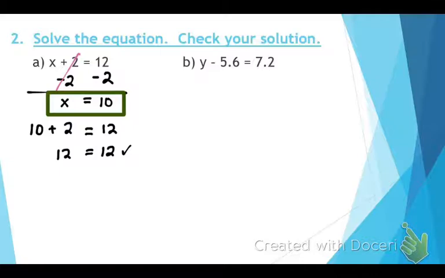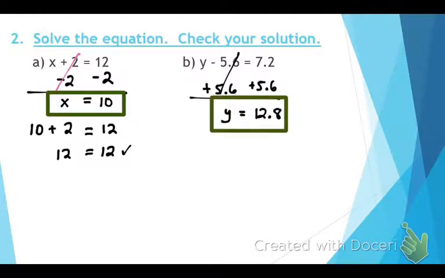All right, Aubrey, identify the variable. Y. What is not allowing Y to be alone? Subtract by 5.6. How do I get rid of subtract by 5.6? What's the opposite of subtract by 5.6? Add by 5.6. Okay, we're going to be fair and do it to both sides. All right, so we know this cancels out. Aubrey, what am I left with? Equals 12.8.